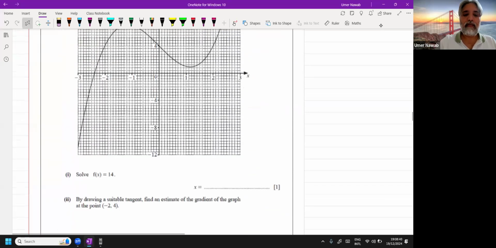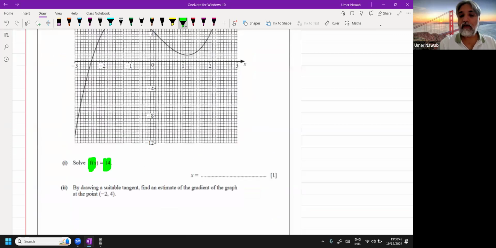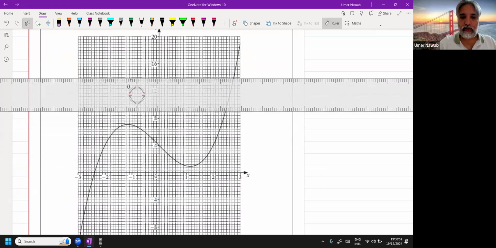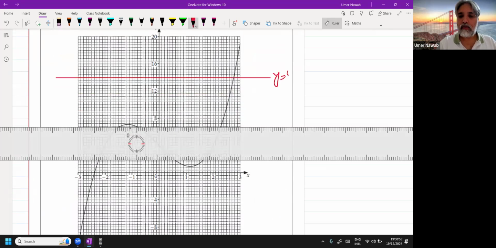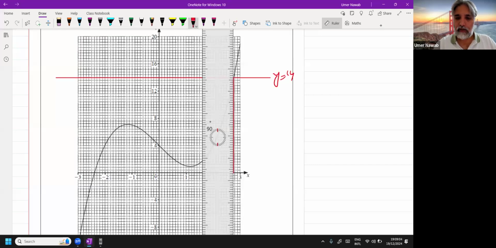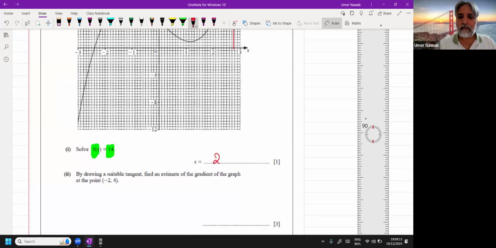Now he has given you a curve and he said solve f of x is equal to 14. So I have to draw, where is 14? This is 14. Just draw. This is y is equal to 14. The graph cuts the curve at which point? It cuts the curve at this point. Try to locate it. It looks like 3.9, 3.8, just 2.75 is the solution.